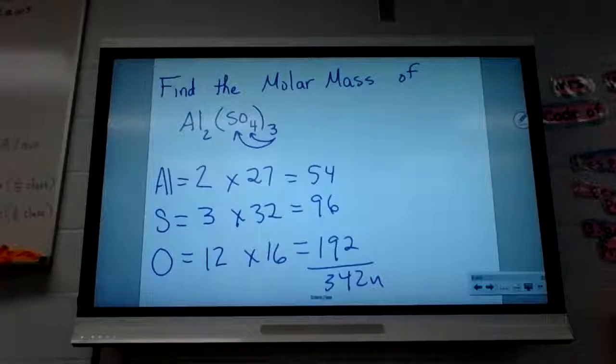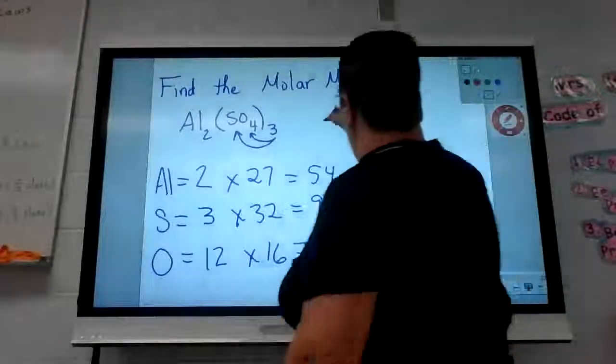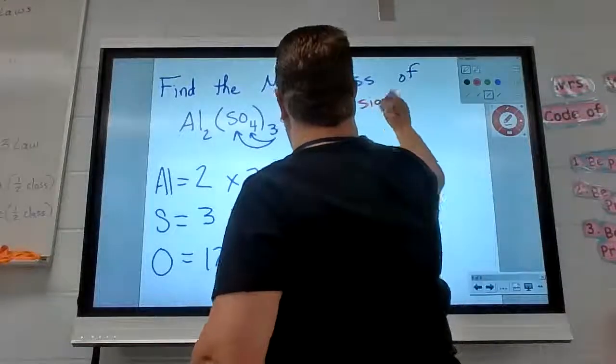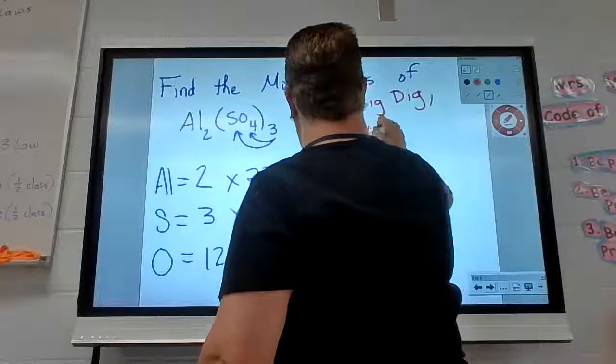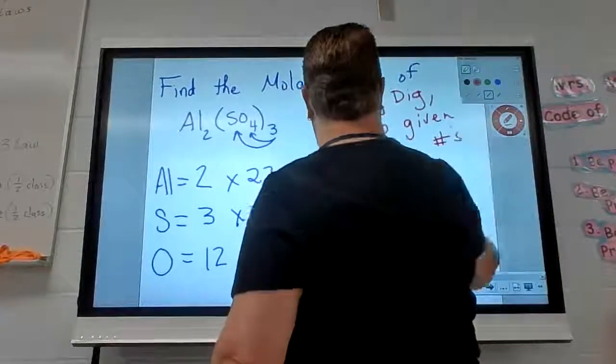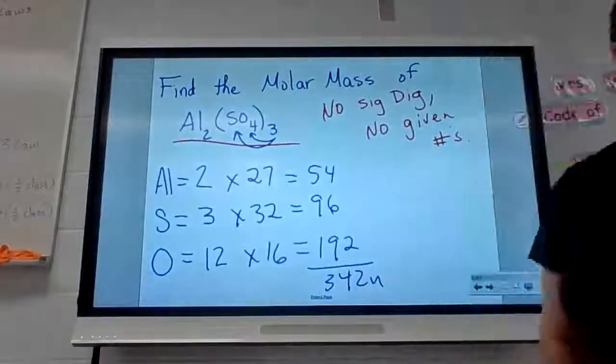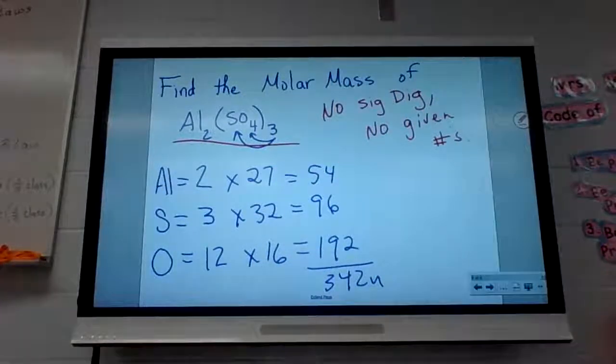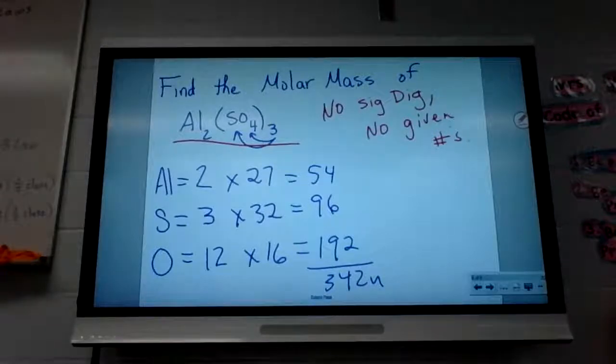Now, in this question, do you have any significant digits? Look at the question. Are there any numbers in the question? No, that's correct. There are no numbers in the question. I said find the molar mass and I gave you a compound. So in this question, there are no significant digits because there are no given numbers. I can't ask for significant digits.